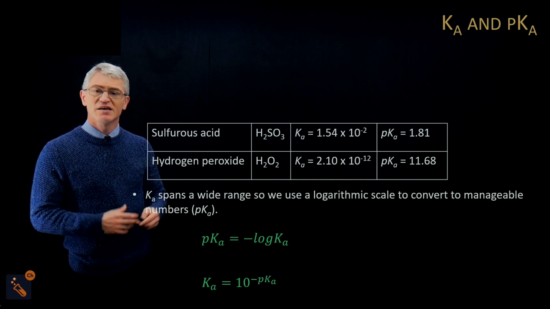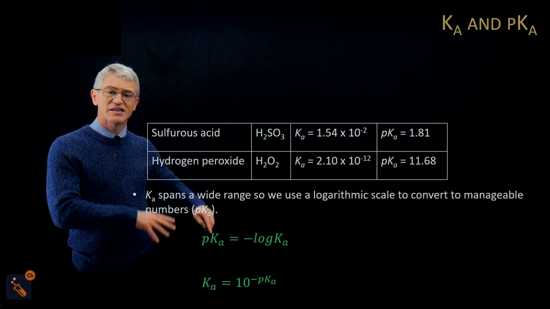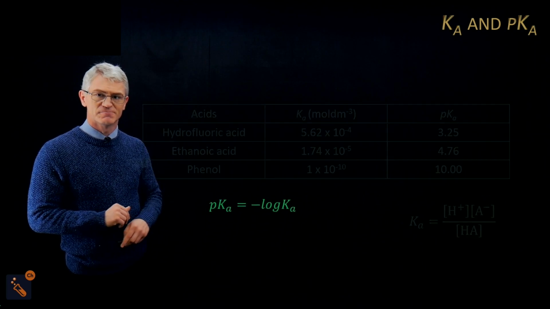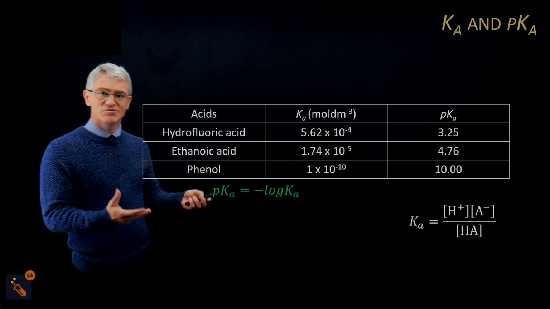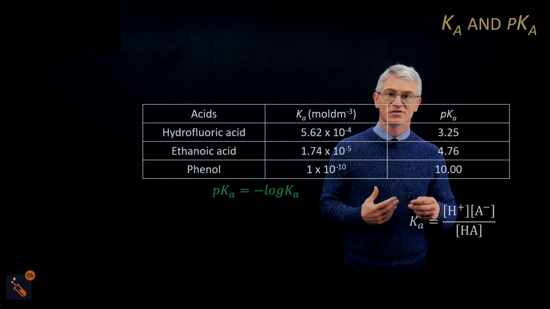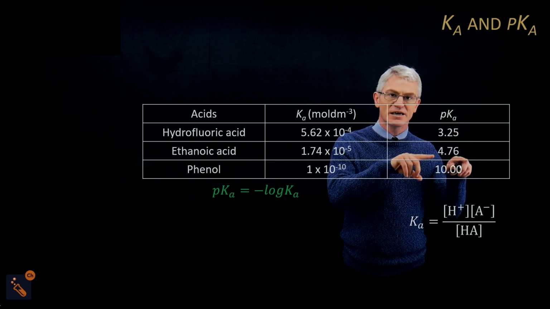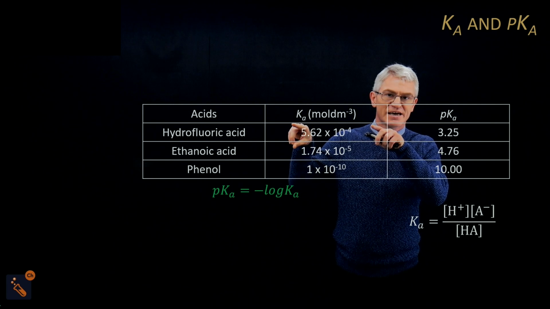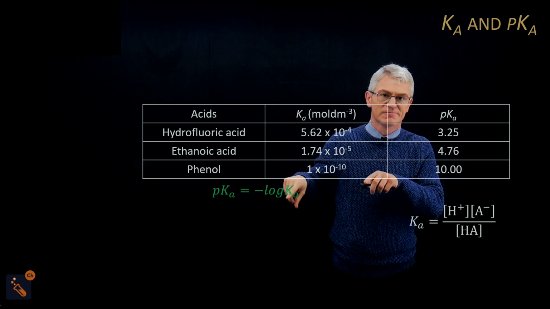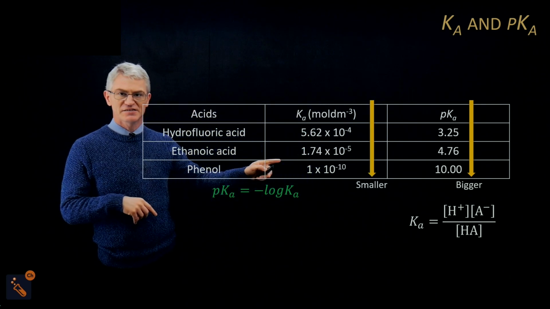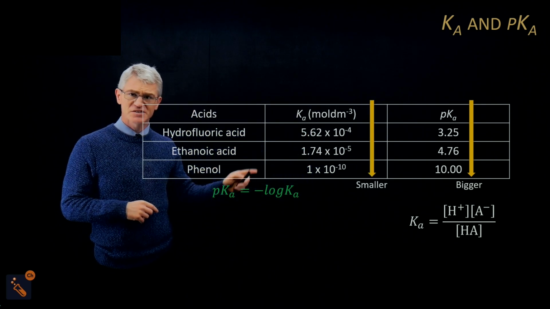Now, if we look at those two equations and then we look at some data and start to see some patterns. So the data here, we've got some pKa values and we've got some Ka values. So if I stand here, you can see pKa is increasing, and you see Ka here is decreasing. So let's put the arrows there. So that's getting bigger, and that's getting smaller. But they're the same acid.